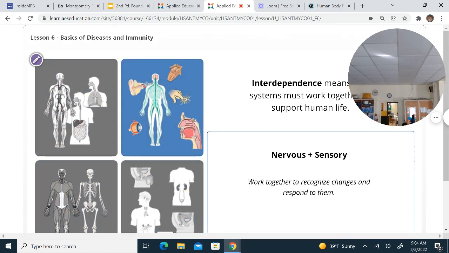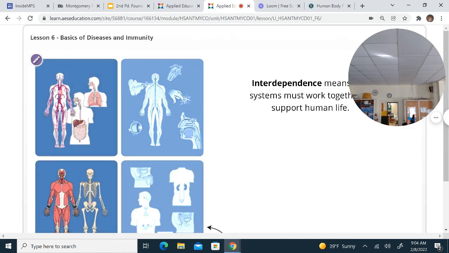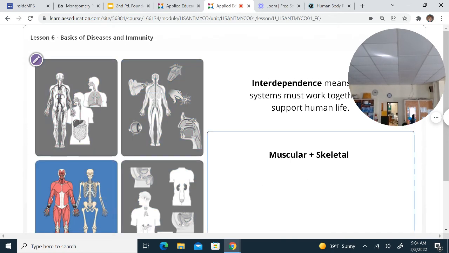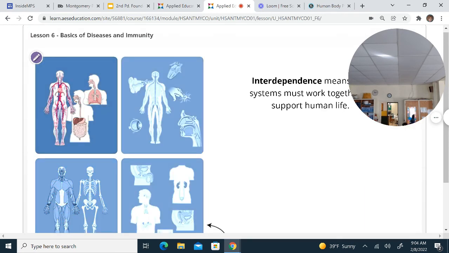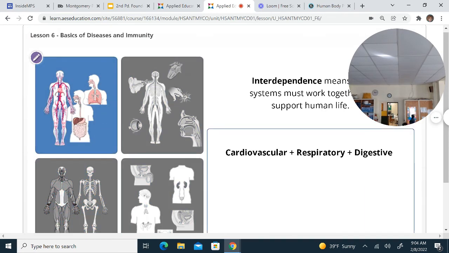The nervous system works together with the sensory system to recognize changes and respond to them. The muscular and skeletal systems work together to produce movement. The cardiovascular system works with the respiratory and digestive systems to supply oxygen and nutrients from outside sources to the cells in the body.